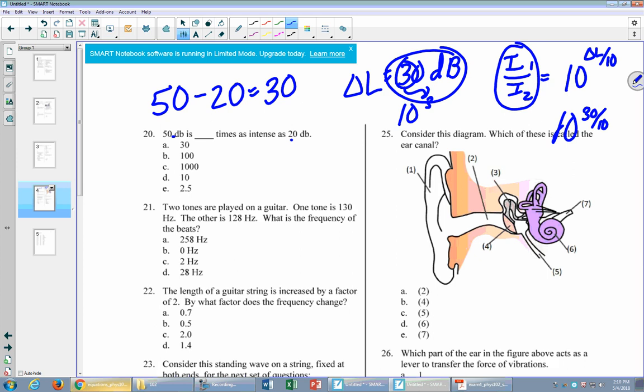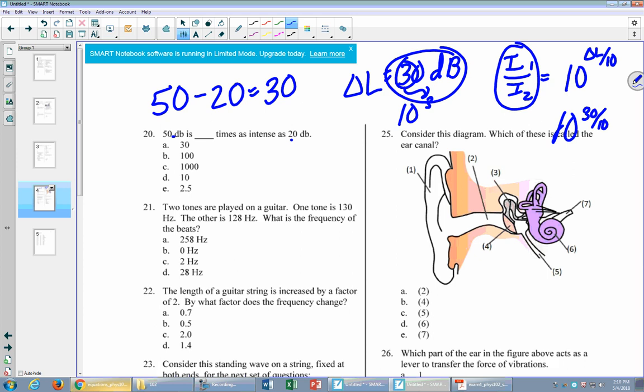So if it was, say, 10 to 50 dB, what would be the ratio of the intensities? 10 to the fourth, right, or 10,000, right? 1, 0, 0, 0, 0. So it's always going to be something that is 0. Yeah, I'll give it to you that way.